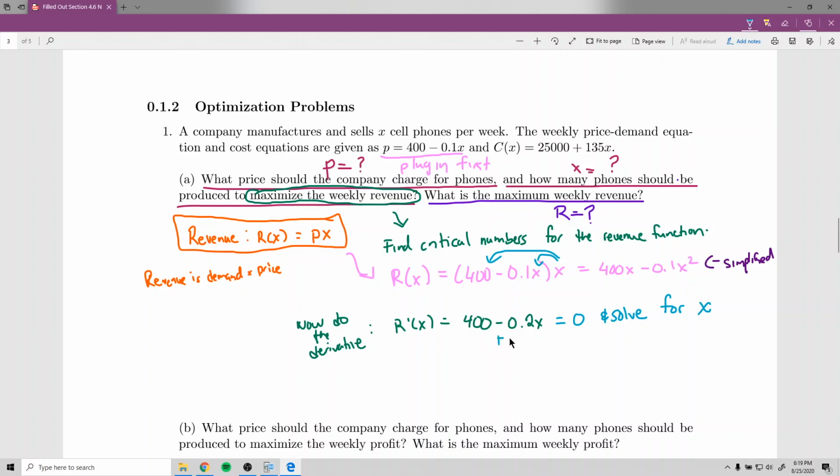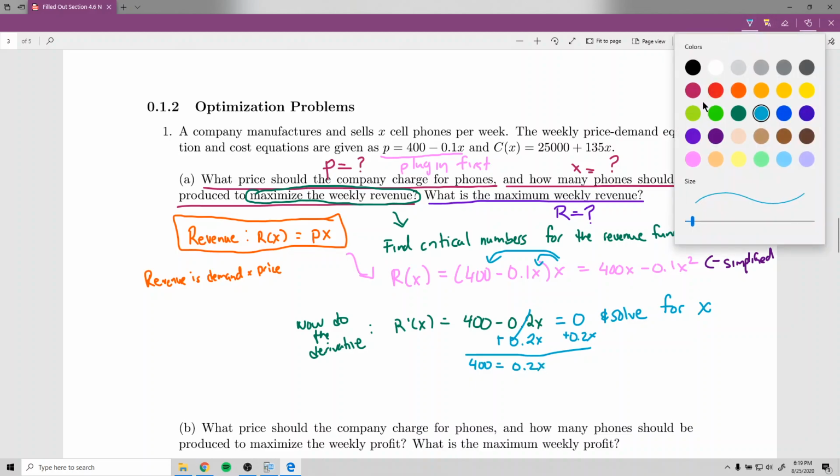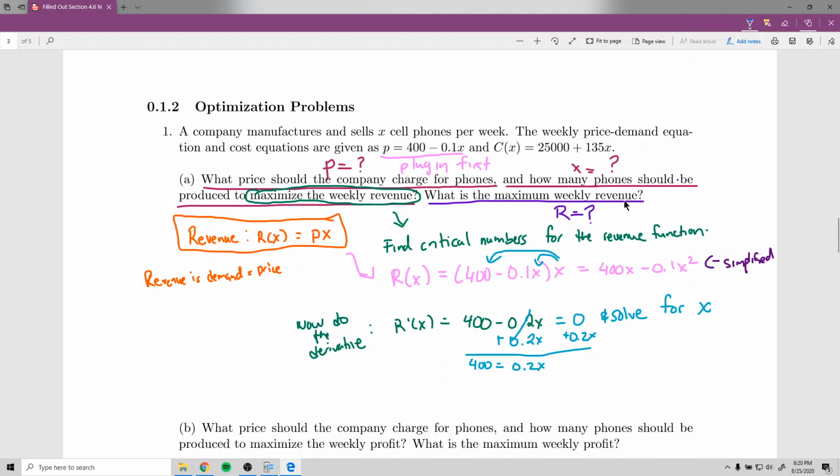All right, so I'm going to add the 0.2x to each side. We got 400 equals 0.2x. And then divide by the 0.2. And we get x equals 400 divided by 0.2 is 2,000. You can type that in your calculator to check.